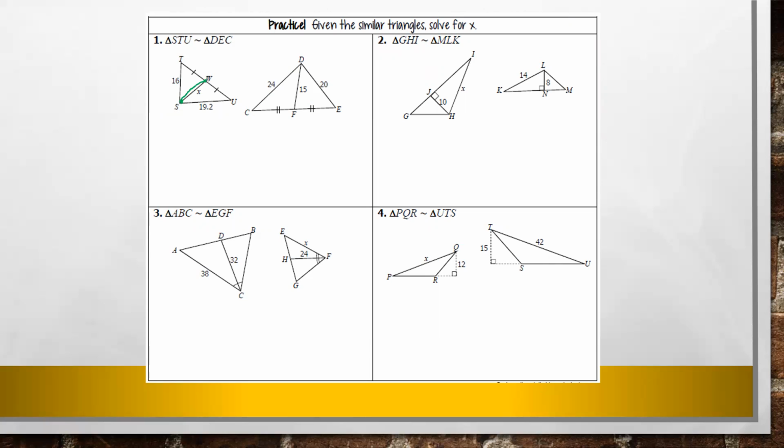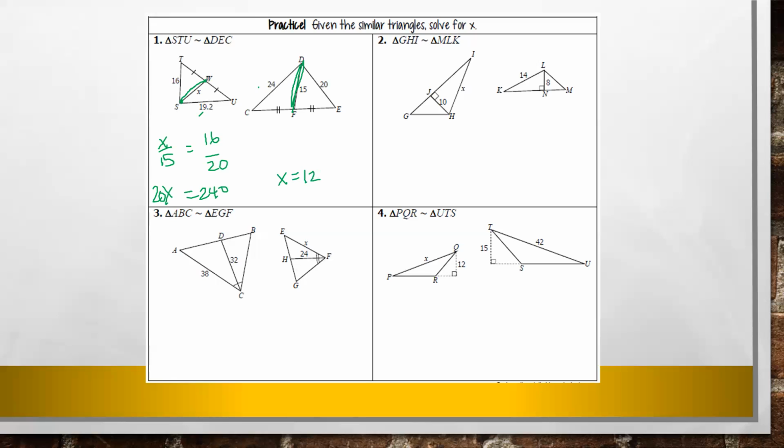But then we can say, oh, well, this median will be proportional to this median, so x will go to 15. And then we've got some options here. You could say 16 will be proportional to 20, or you could say 19.2 proportional to 24. Either one, just pick one. I'm going to say 16 over 20. If you had said 19.2 over 24, you're going to get the same answer. Cross multiply, 20x, and 15 times 16 is 240. Divide both sides by 20, x equals 12.